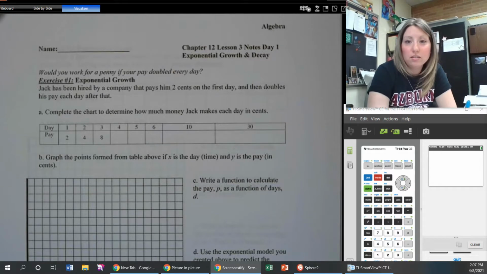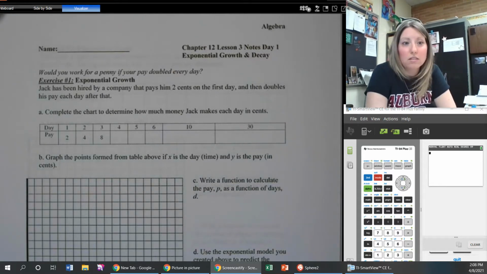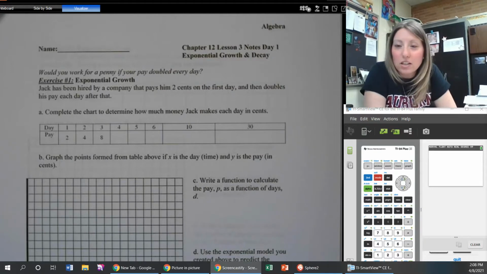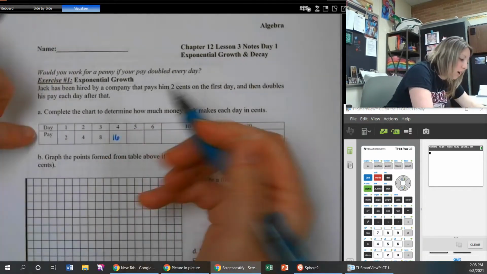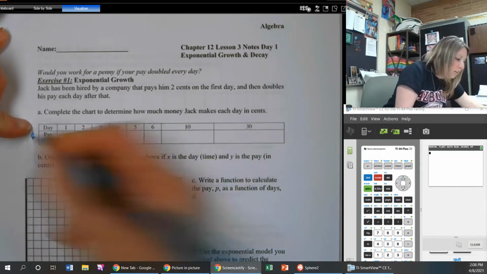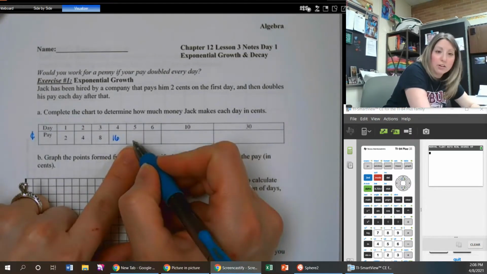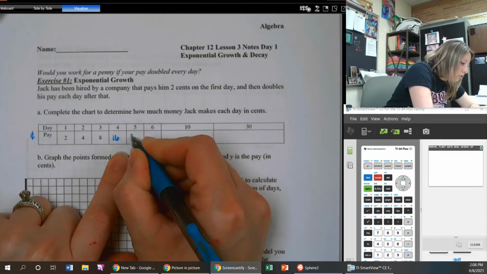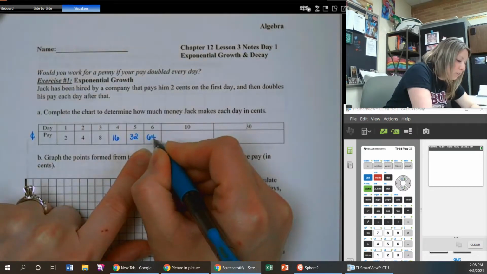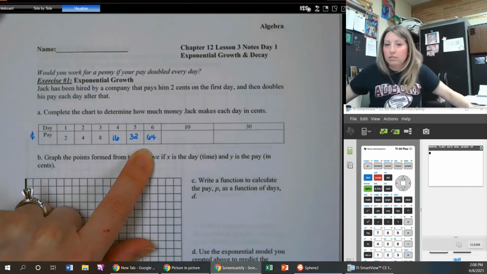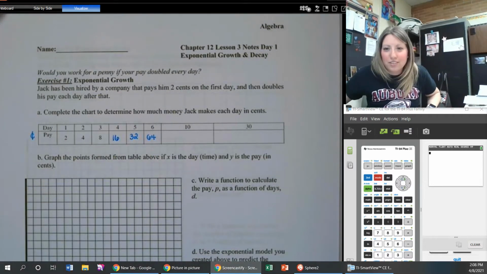That day 1, you get 2 cents. Day 2, you get 4. Day 3, you get 8. So day 4, you're at 16 cents. Now this is all in cents, right? This is all in cents. So I'll convert it into dollars below. But then 32 cents, double that, 64 cents, right? Double that, just so you know where I'm coming from here.